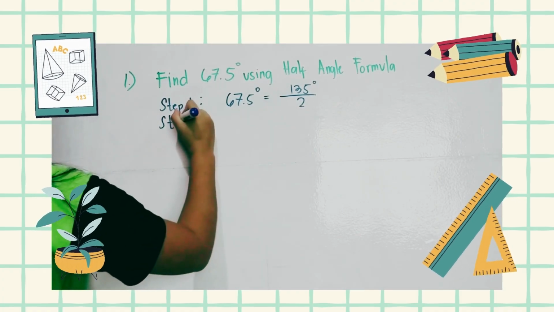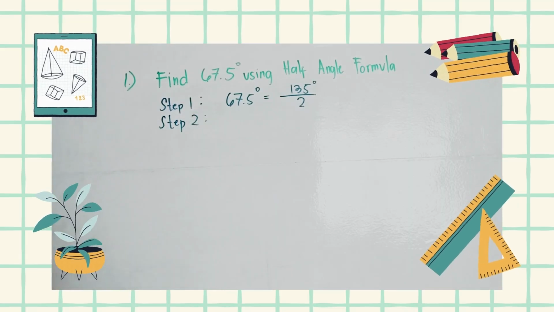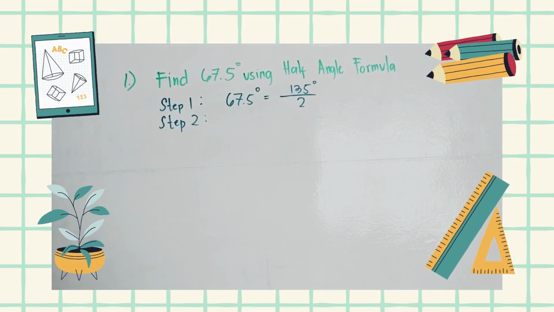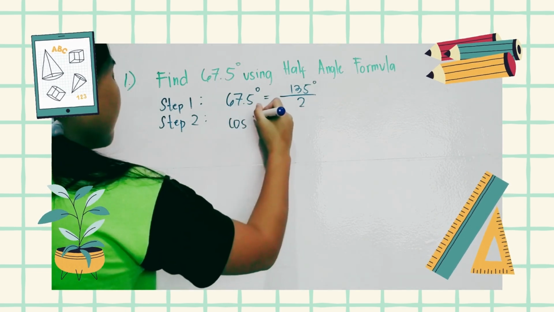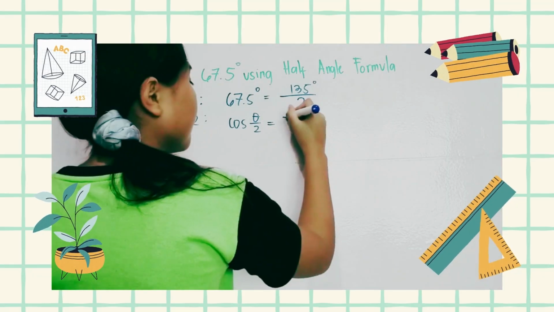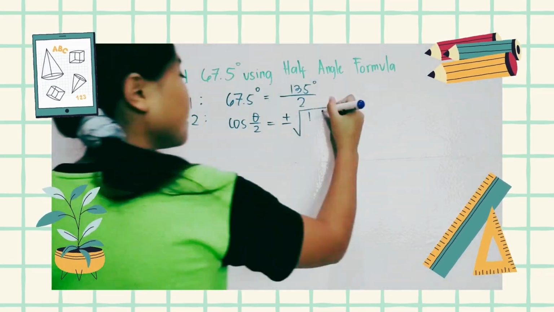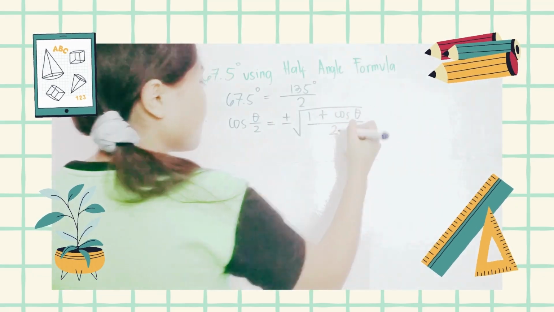Step 2. Write the cosine half-angle formula. As what you have learned, the formula for the cosine of a half angle is cosine of theta over 2 equals plus or minus the square root of 1 plus cosine theta all over 2.